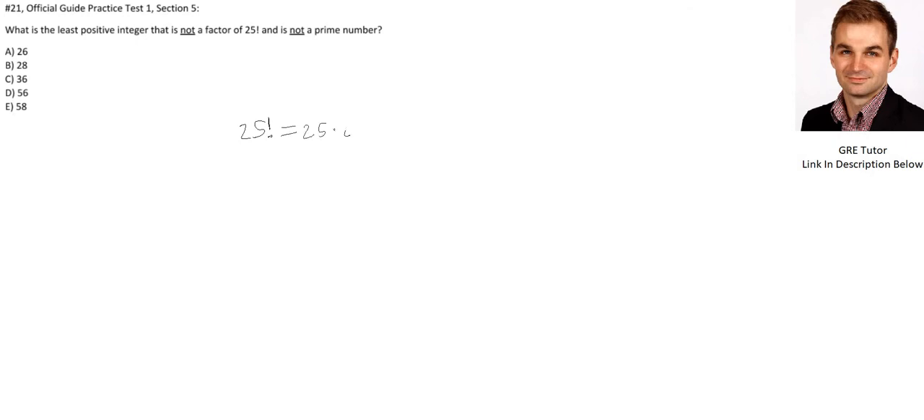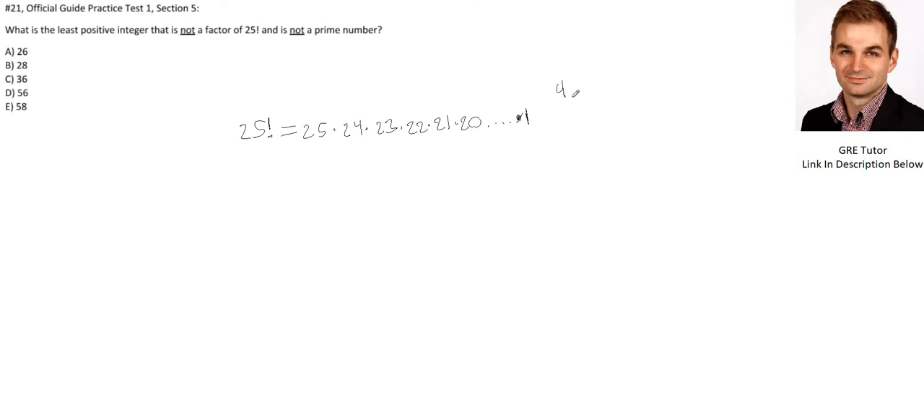25 times 24 times 23 times 22 times 21 times 20, all the way down to times 1. That's what 25 factorial, or 25 exclamation mark, is. So basically you take the number that you have here and multiply it by the same number minus 1, then by the same number minus 2, then minus 3, all the way down to 1.